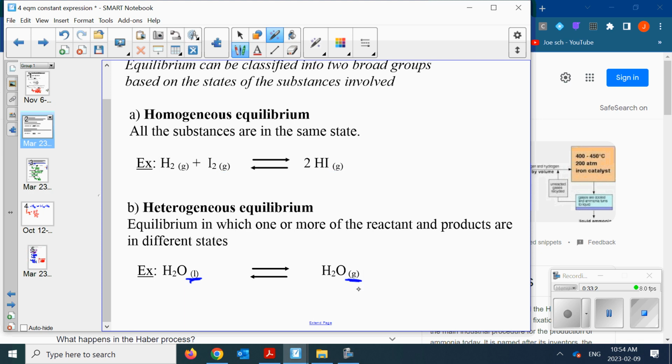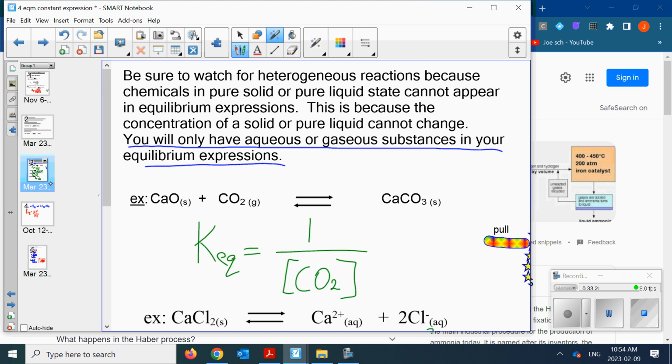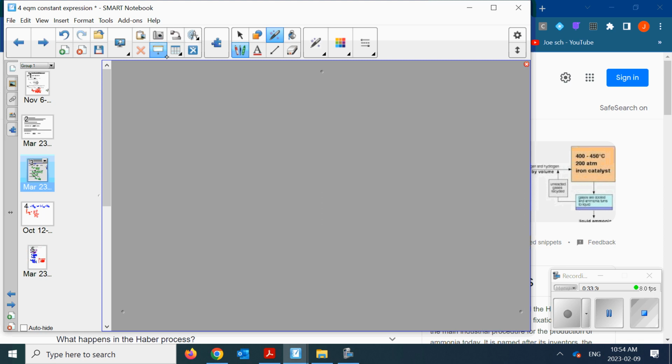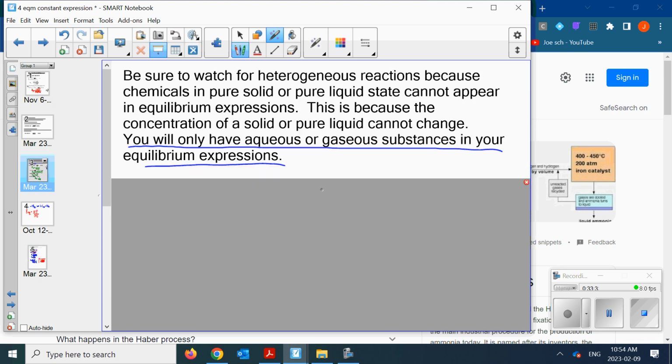Now, this is important because this is what I'm going to get rid of. You write this at the top of the page or whatever that you're using here. Only have aqueous and gaseous substances, gases, in your equilibrium expressions. You will not use L, pure liquids, or salts.